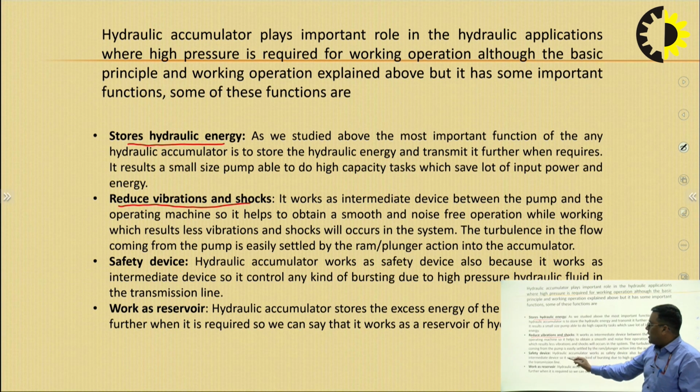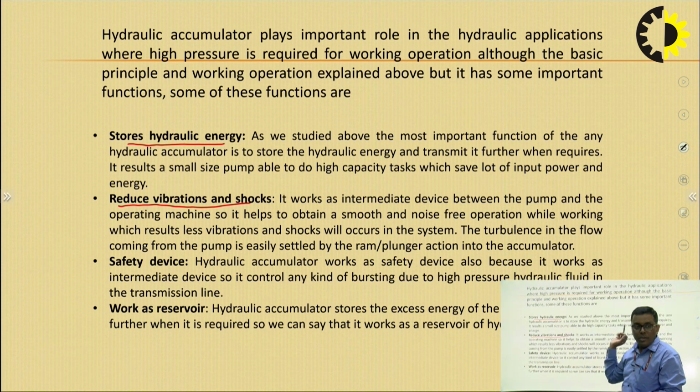It can work as a reservoir. It is a similar meaning: it is storing the hydraulic energy. It can also be treated as a reservoir for the pressurized fluid.